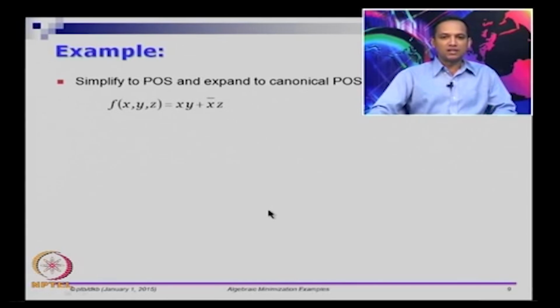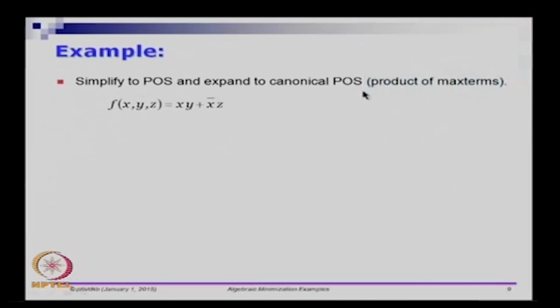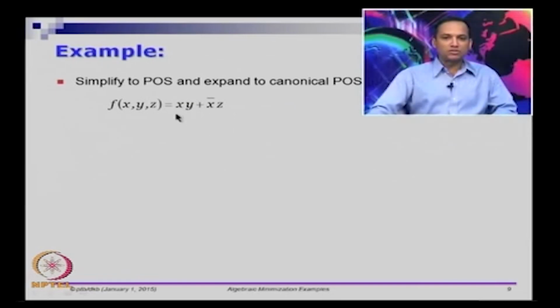So let us look at another example. In this example we want to simplify to the POS form and expand it to the canonical POS form. So what that means is we first of all have to take this sum of product expression and see how to write it in the product of sum form. So this is not product of sums, we have two products and they are summed up. So we want to write it instead as product of sums. So this is in SOP form. Let's see how to do that.